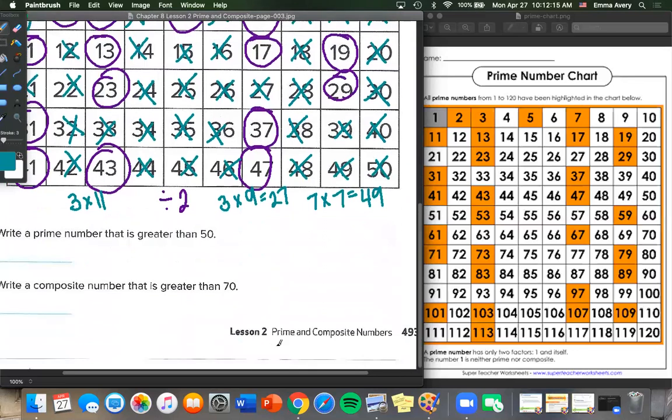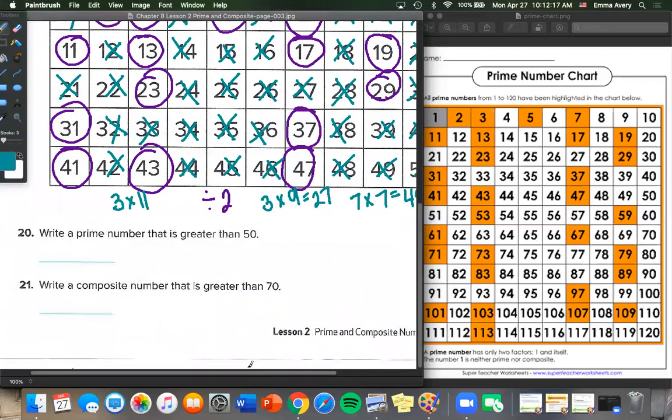Okay, on to number 20. Write a prime number that is greater than 50. Let's look at our chart over here. So 50 is right here. We just have to pick any prime number bigger than 50. So I'm going to pick the first one, 53. But you could also say 59, 61, 67, all the way to 113 on this chart.